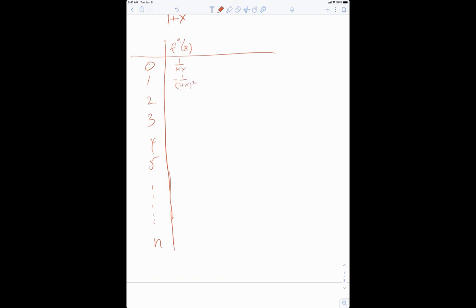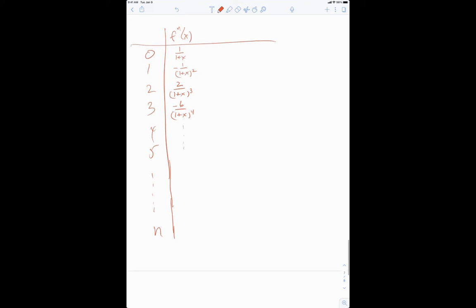The next derivative, it's just a power rule, right? So it's like 1 plus x to the negative 2. I'm going to drop that negative 2, and it's going to be 2 over 1 plus x cubed. Now I'm going to drop that negative 3. It's going to be negative 6 over 1 plus x to the 4th. All right, so I'm just going to keep on. Maybe you can see the pattern.